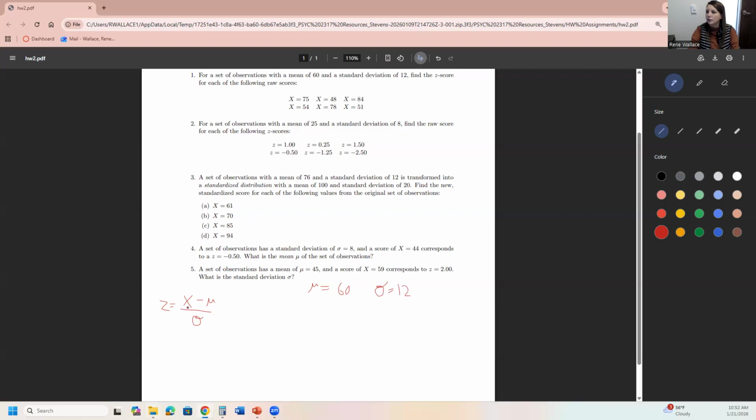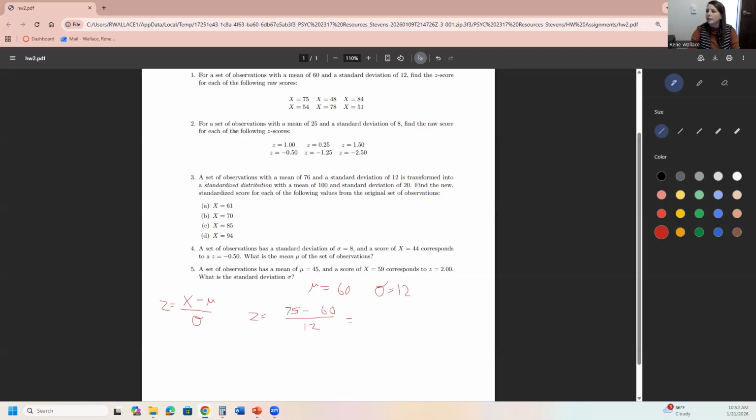So z equals x. Well, what's our first x? 75. So z equals 75 minus mu, that's 60, divided by sigma, our standard deviation, which is 12. You'll just compute that and you'll get your z-score. You'll do that for all 6 of those.